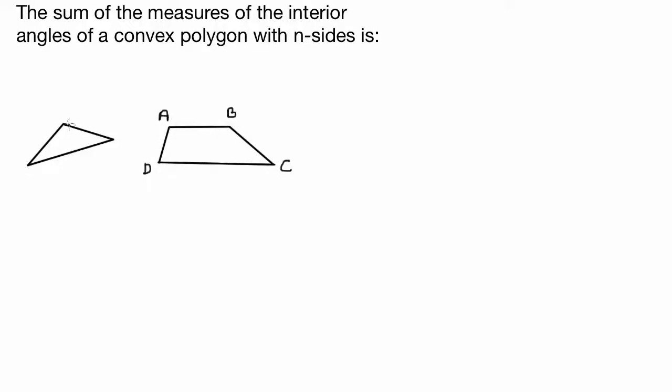All right, so let's talk about the sum of the measures of the interior angles of a convex polygon with n sides. So let's see, what is the sum of the measures of the interior angles of a convex polygon with n sides? Can we come up with a formula for this? So first I have a triangle here and I want you to think about it. What's the sum of the measures of the angles of a triangle? We know that that's 180 degrees.